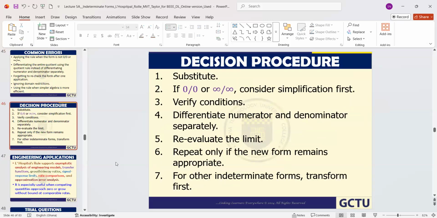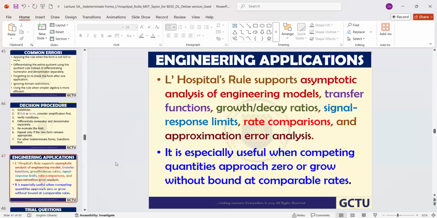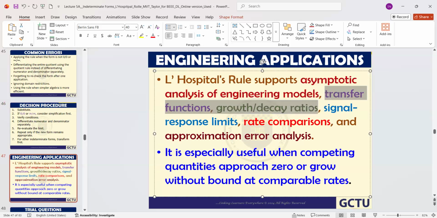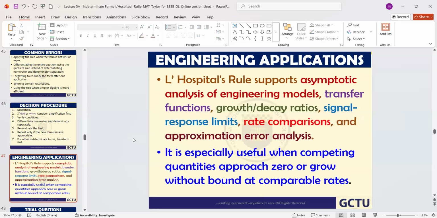And basically, this is the procedure. You substitute, you verify, you differentiate, you reevaluate, you repeat differentiation, and then you check for other forms of indeterminate form. Now, what is the application of L'Hopital's rule? Again, it supports asymptotic analysis in engineering: how transfer functions behave, growth and decay ratios, signal response limits, rates of comparison, and approximation error analysis. Okay, so these are some applications where we can apply this rule.